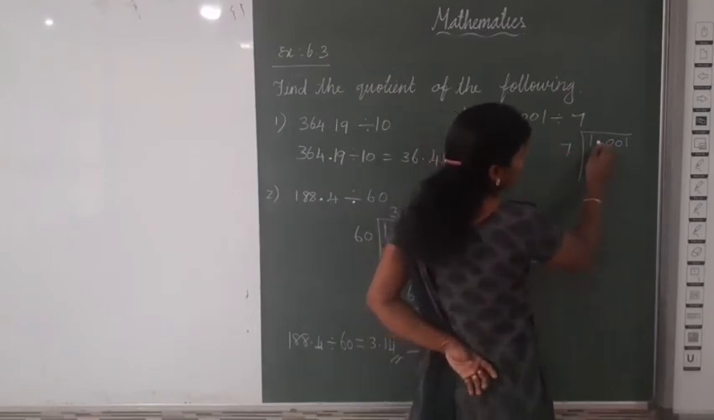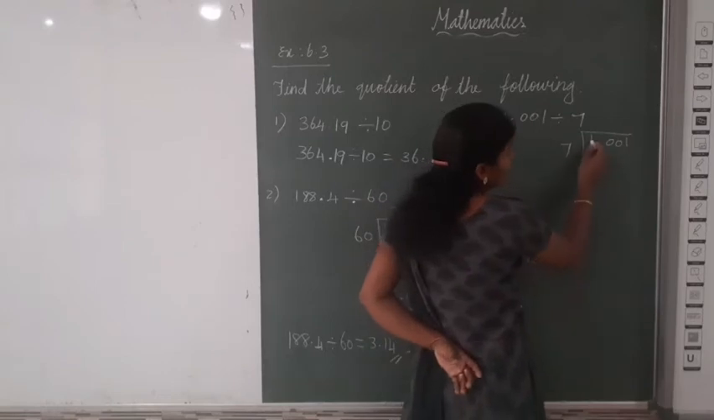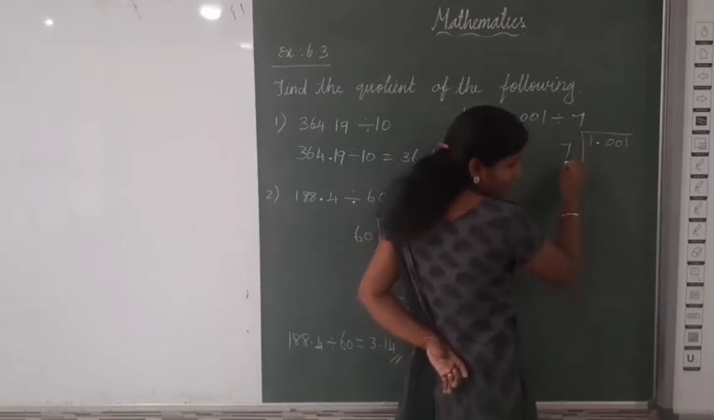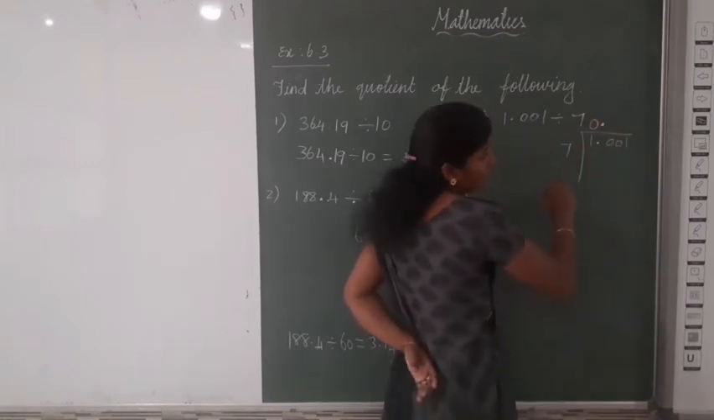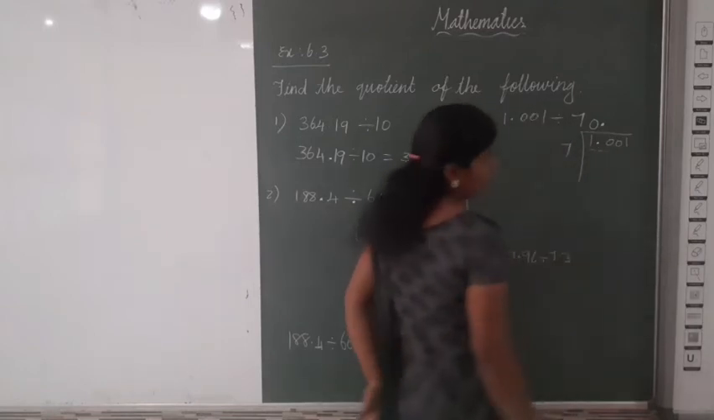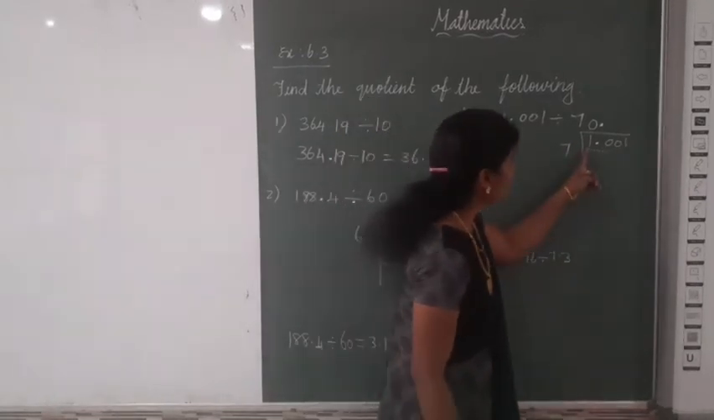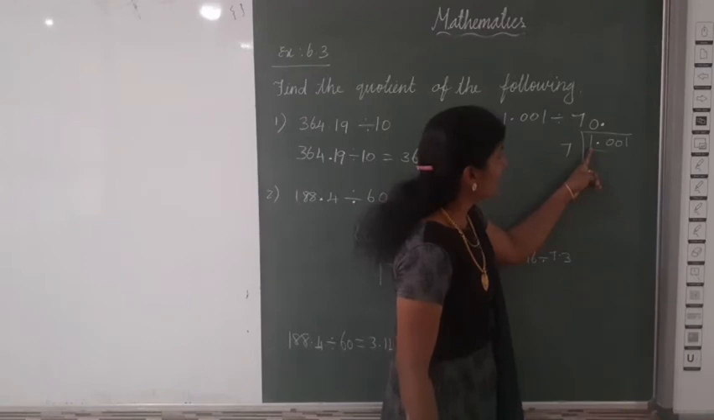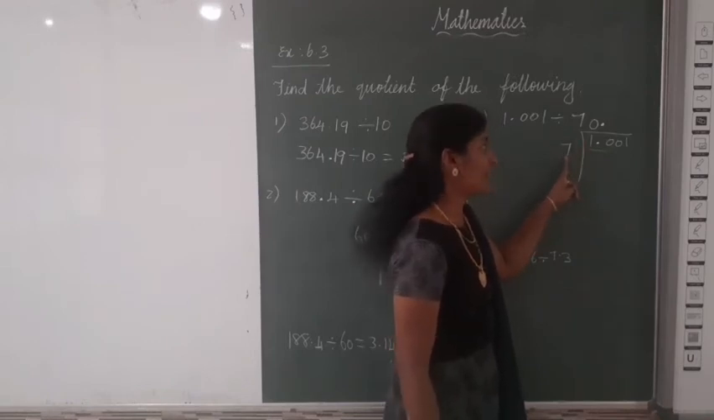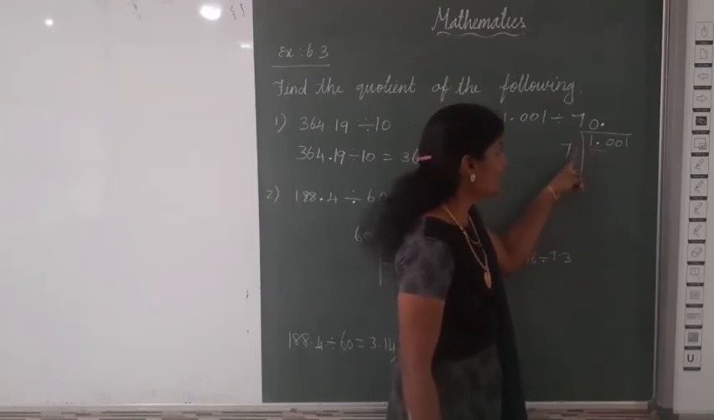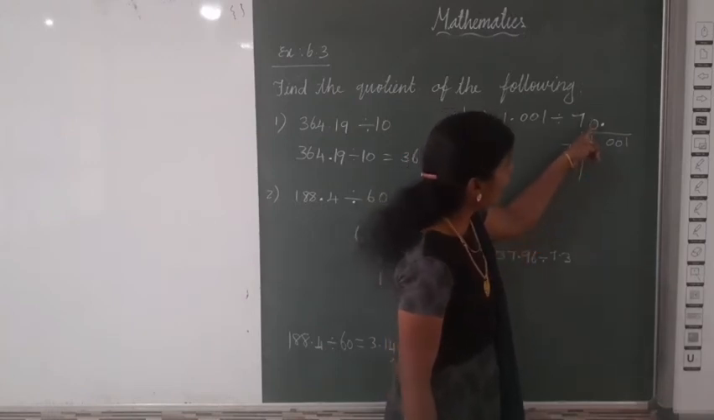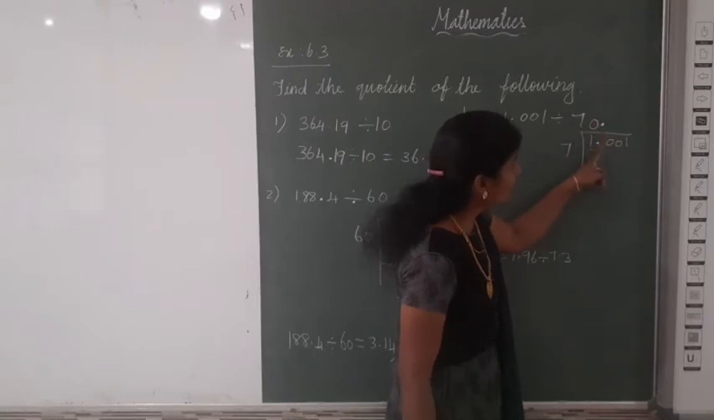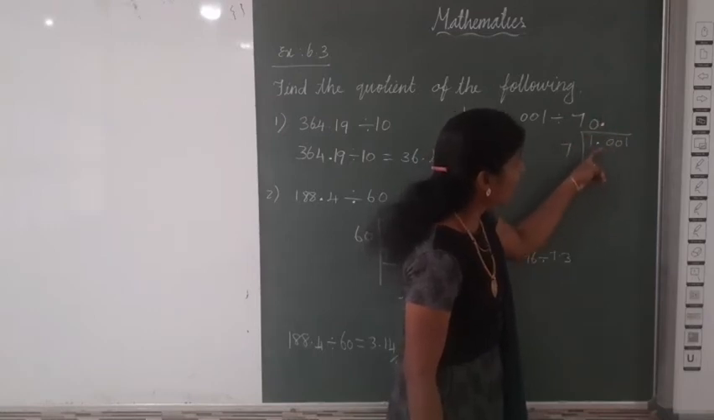Now listen, here is the point. This 1 is not divisible by 7, so we can put the 0 here. Then put the point also in the quotient. Now we can take together this 10. Clear? This 1 is less than 7, so we can't take one separately. So we can add here 1 0, then put the decimal point here. Now we can take together these 2 digits.